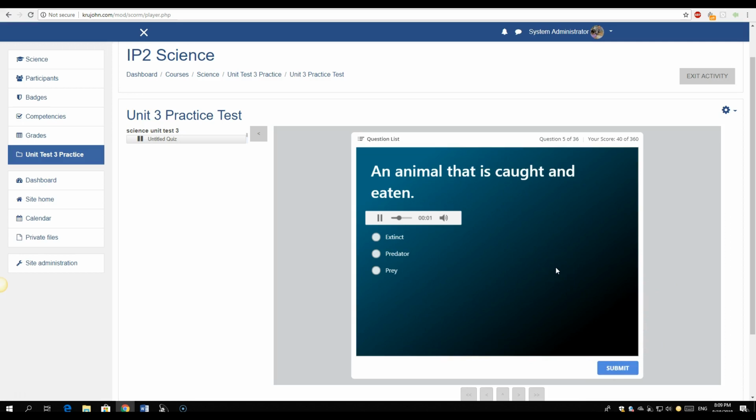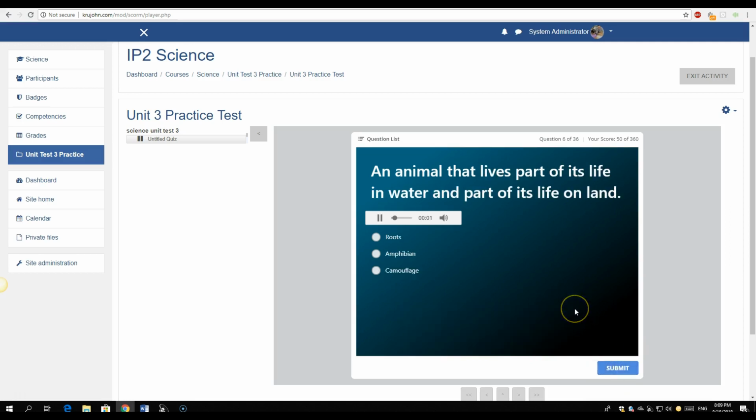An animal that is caught and eaten. An animal that is caught and eaten is prey. It's prey. So if a lion is hungry, it will eat its prey. A zebra or a deer, something like that.